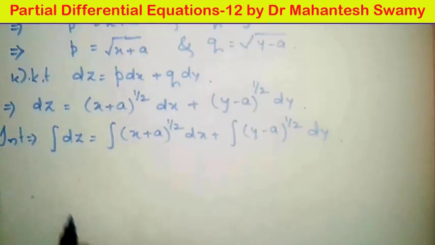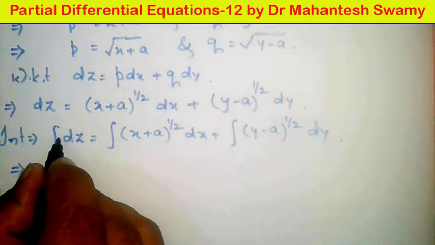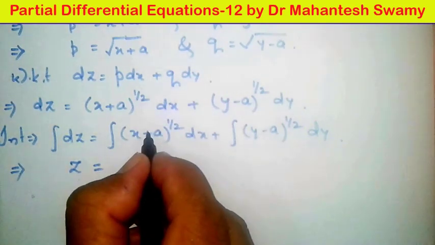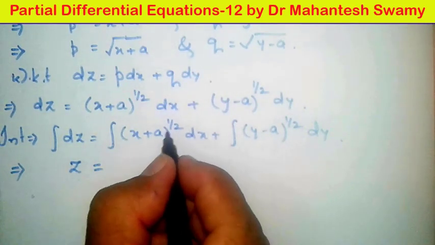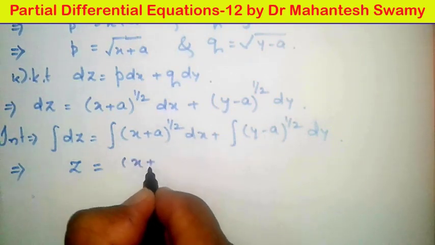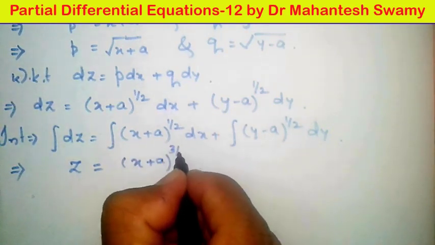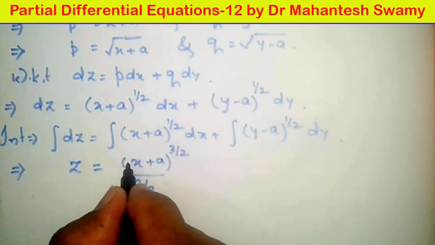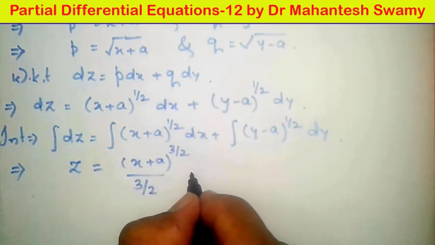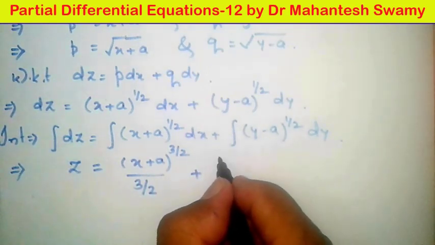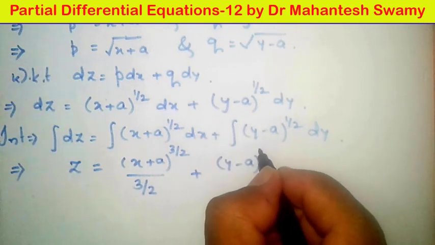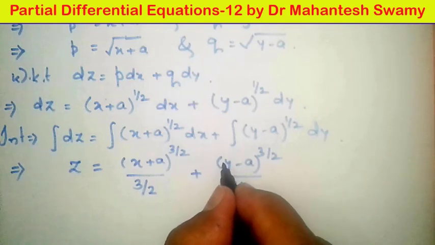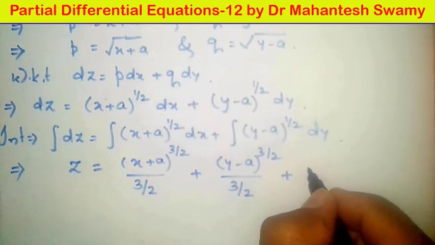Now let us write down the value of each integral. The integration of 1 with respect to z is z, that is equal to the integration of bracket to the power 1 by 2, which is the same bracket to the power 1 by 2 plus 1, that is 3 by 2, divided by 3 by 2 into the coefficient of x, which is 1 already, so no need to write, plus, and the integral of this in the same way, y minus a whole to the power of 1 by 2 plus 1, that is 3 by 2, divided by 3 by 2 into the coefficient of y, that is 1, so plus c.